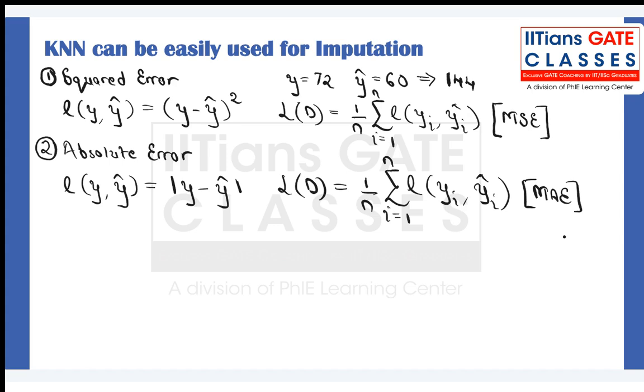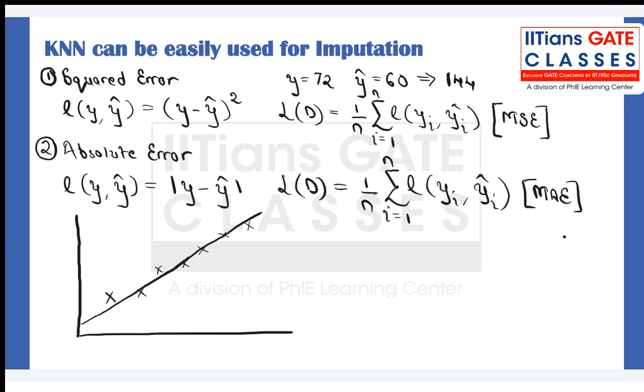Let's take an example. Let's take a line. Let's say this is your data set and this is your line that your machine learning model predicted. We use MSE for differentiable functions. Okay, fine.